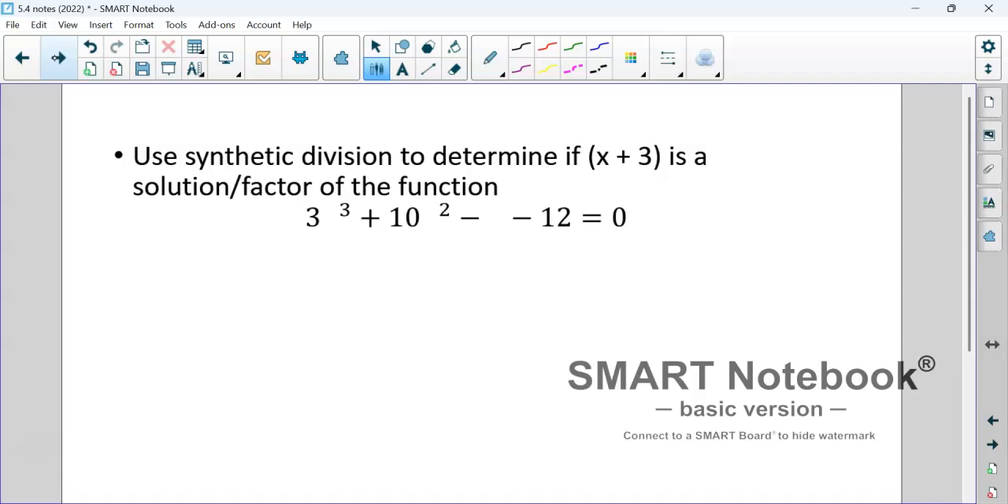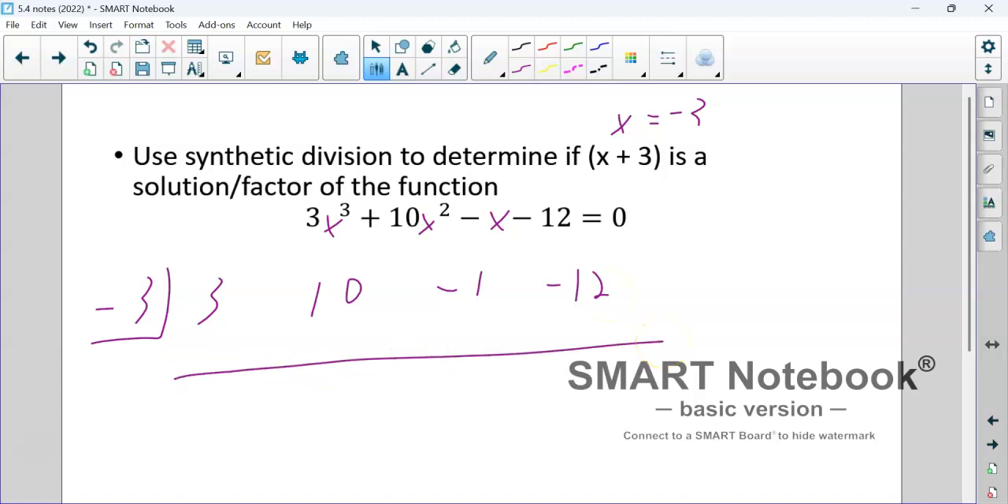Okay, again, it looks like we're missing some x's here. Hope that's just supposed to be -1x. So this is, again, -3 in the box. 3 is the coefficient of my cubic. 10 is my quadratic. Hopefully -1 for my linear, and -12 just because I've not been having any numbers disappear. So drop that 3, multiply by -3. 10 minus 9 is 1, multiply by -3. Add straight down, multiply by -3, you get a 0, and the answer is yes.